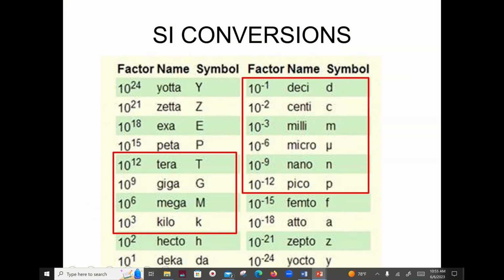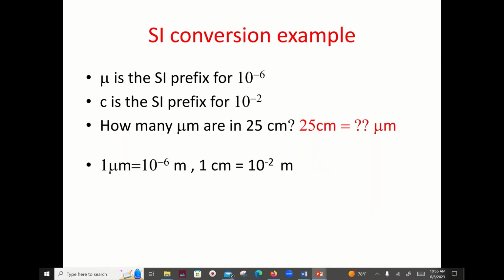Okay, so let's move on to SI conversions. Again, these things that are marked in red are the abbreviations that you're expected to know. So if I put a micro, that you have 10 micrometers, I expect you to know on a test that micro means 10 to the minus 6. So you need to memorize those. Make yourself flashcards, whatever you need to do to memorize those.